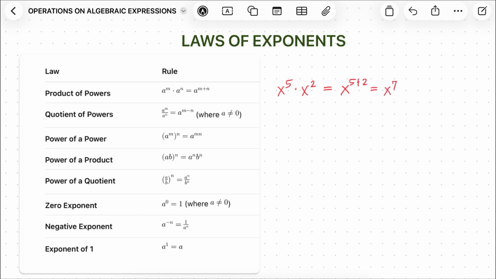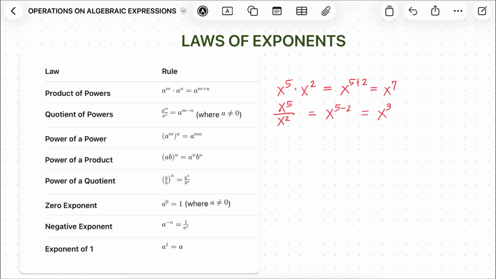Okay? Next, we have quotient of powers, number 2. This means dividing. If you divide terms with the same base, you will simply just subtract the exponent. So for example, x raised to 5 over x raised to 2. You will simply just subtract: x raised to 5 minus 2, which will then give you x raised to 3.